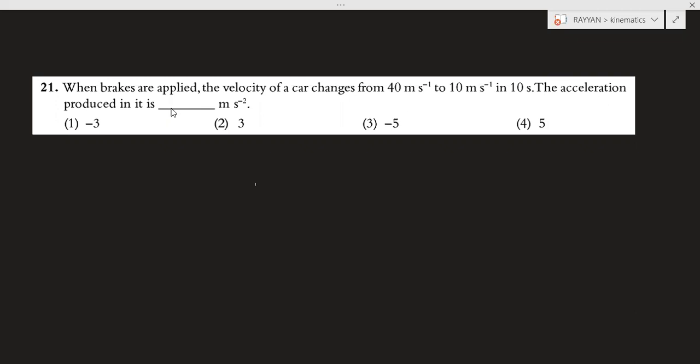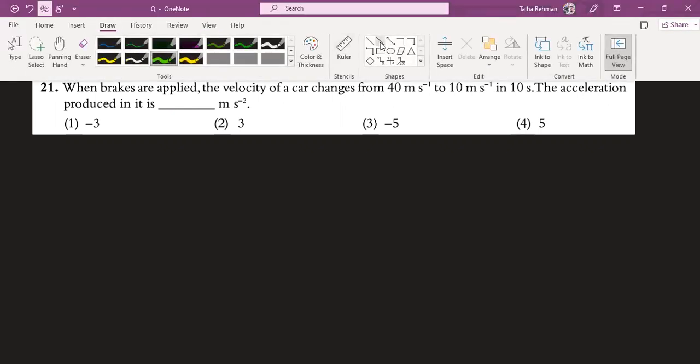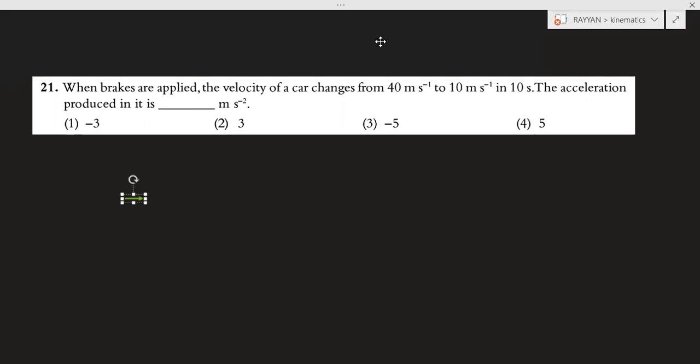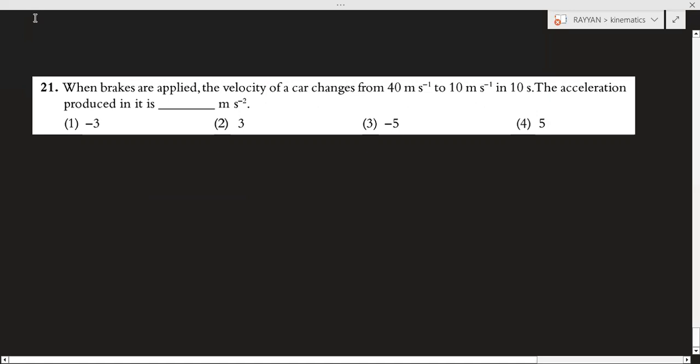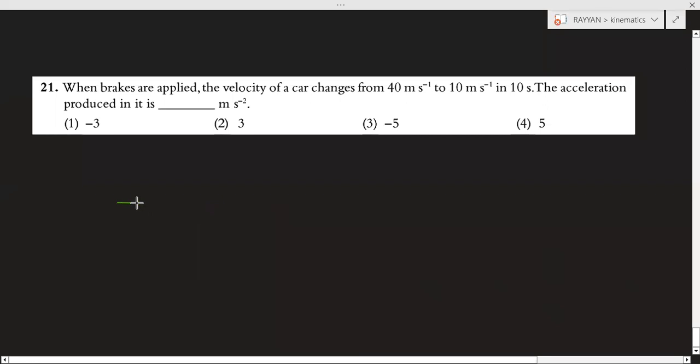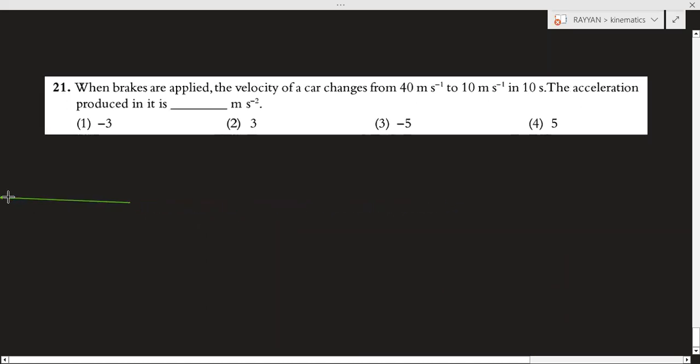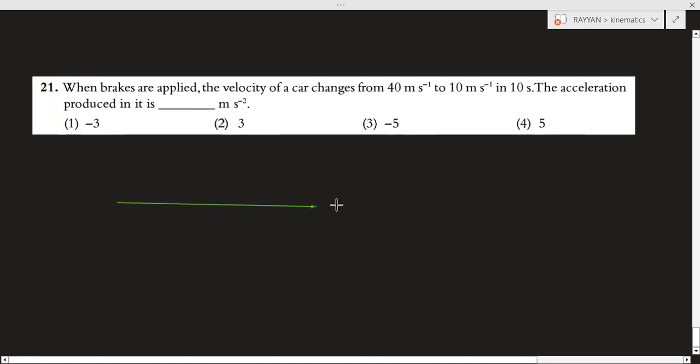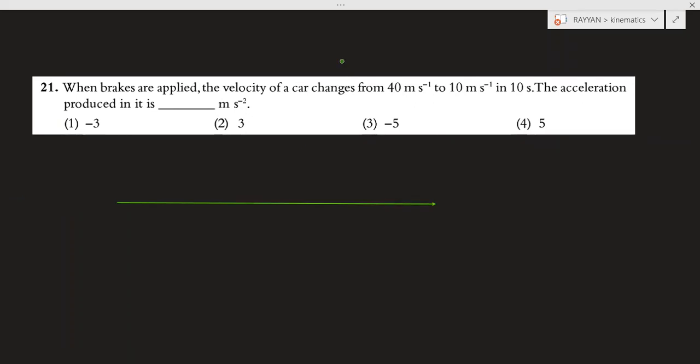Actually, you have applied the right concept, but you have applied it differently. You have not regarded the direction here. You can see if the car is moving in this direction, then when you apply the brake, the car will also move in this direction. The car will not move in the opposite direction when you apply the brake. The car will move in the same direction. If the car moved in the opposite direction, then you would have to take the negative sign.